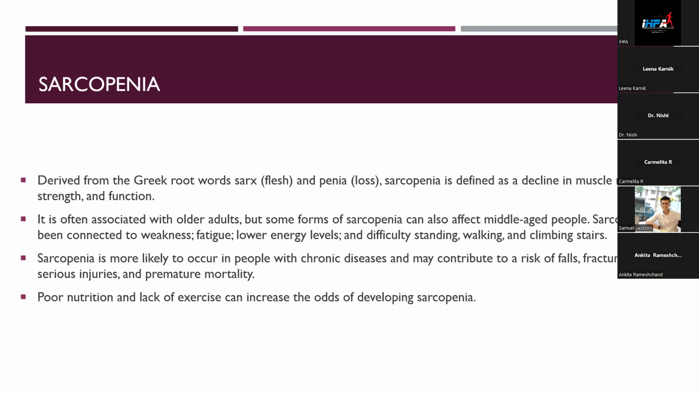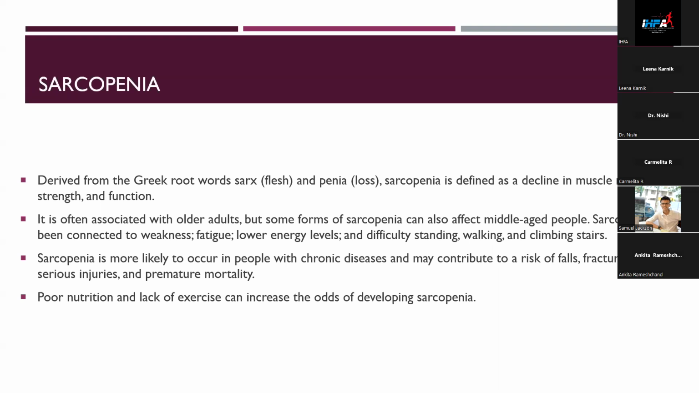It is often associated with the older adults, but some form of sarcopenia can also affect the middle-aged people. So nowadays, sarcopenia is most commonly seen in the middle-aged people also because of constant sitting job, very less amount of physical activity, constantly chairs sitting, usually seen in engineers, IT workers, people who have desk job, because their physical activity is absolutely zero. Okay, so nowadays the sarcopenia is starting to hit middle-aged people also because they have no amount of physical activity.